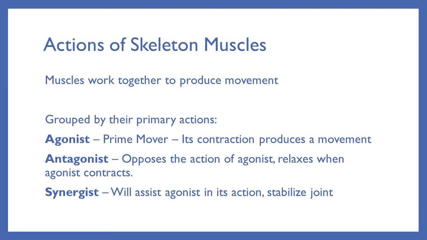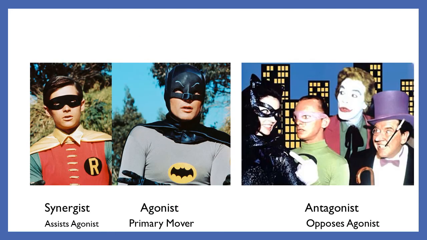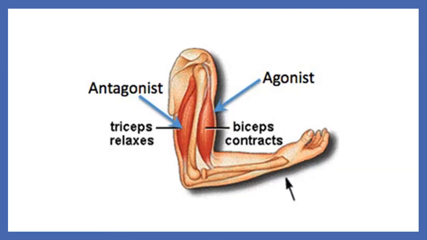Let's put that into practice. If you were watching some old school Batman, Batman is the agonist. He is the primary mover, the superhero. His synergist is Robin. He assists the agonist. The antagonist is going to be all of these guys: Joker, Riddler, the Penguin, Catwoman. They are all the antagonists that are opposed to the agonist.